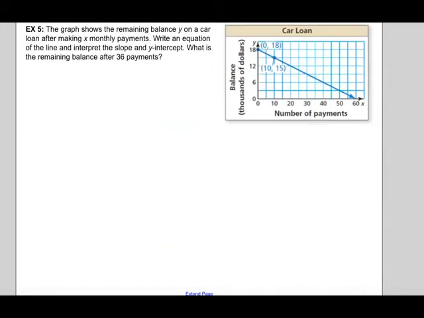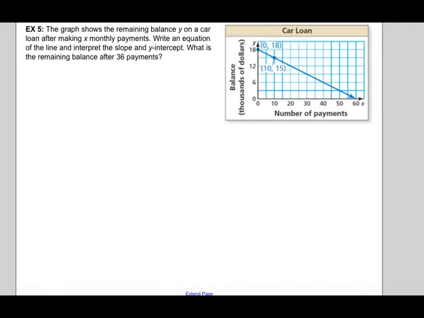Okay, the next question, example 5. Car loans, that's something everybody's going to have at some point unless they fork over the cash at the beginning. It says the graph shows the remaining balance of your car loan after x months. Okay, realize it's saying in thousands for our money. Write an equation of the line and interpret the slope and y-intercept. Okay, what is the remaining balance after 36 months?